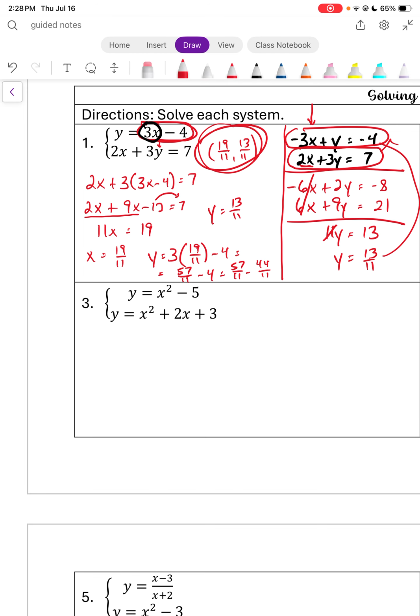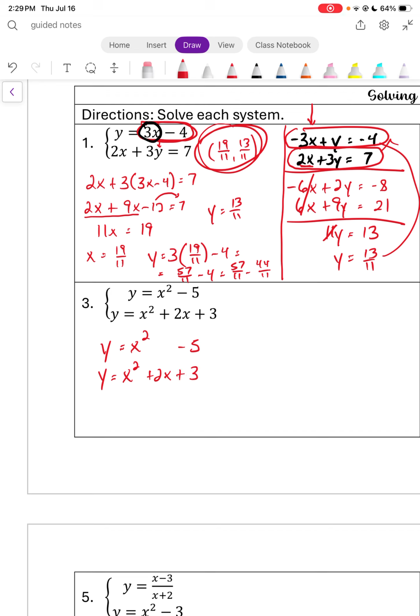Okay, let's solve one more of those. Now, this one's actually going to end up a little bit easier than what we thought it was going to. Let me show you this. You can use elimination on these. Notice how everything's kind of lined up. I'm going to make it line up even better: y equals x squared, and I'm going to skip a little space and put minus 5, and then you've got y equals x squared plus 2x plus 3.